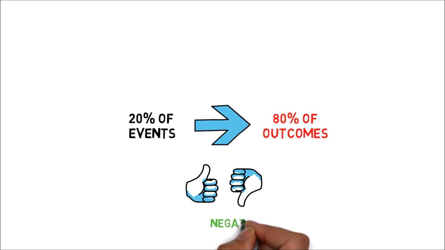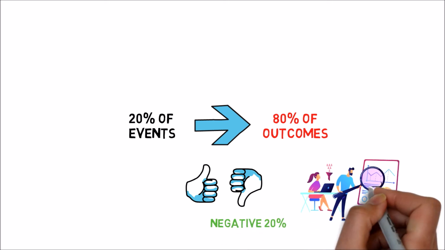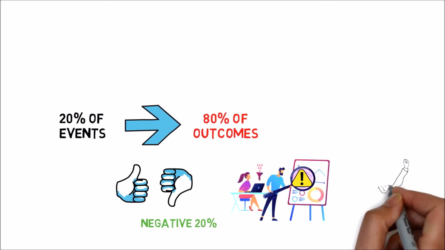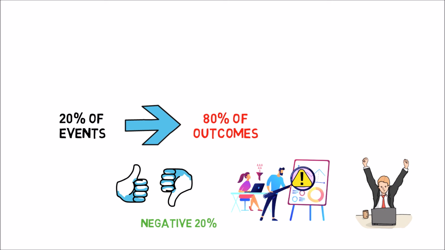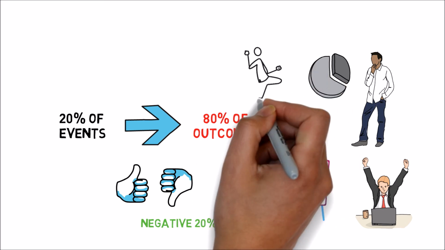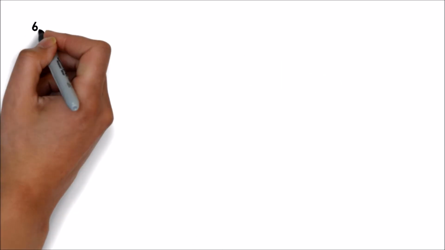It's possible to identify the negative 20% of each cause by assessing and grading the bad consequences of various circumstances. Then you can focus on those problems for positive change. In other words, Pareto analysis allows you to identify which problems truly matter and take action to address them.